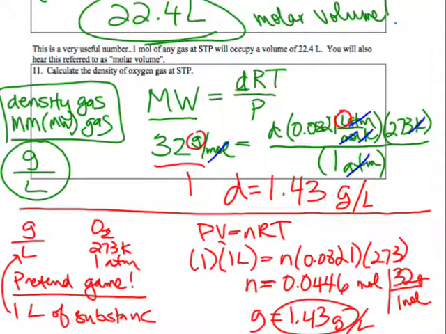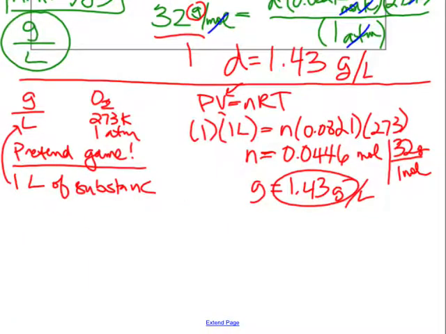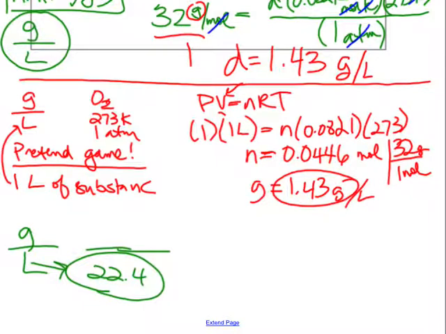Now, because we're at STP, what we could have done is, it's still just as long, we could have said, hey, I have a volume of 22.4. If I had a volume of 22.4, knowing I need density, I know how many moles that is. How many moles is that? 1 mole. How many grams in a mole of oxygen?